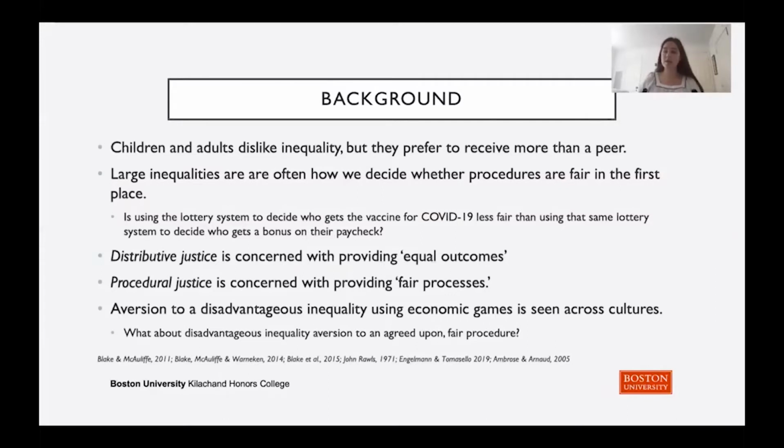The reason we wanted to look at children's responses to a fair procedure is one, because we wanted to investigate the second theory, procedural justice, and two, because we have seen evidence of children being averse to receiving a disadvantage when economic games like dictator and ultimatum games were used. We have not seen children showing the same aversity to receiving less when fair games or fair procedures are used.